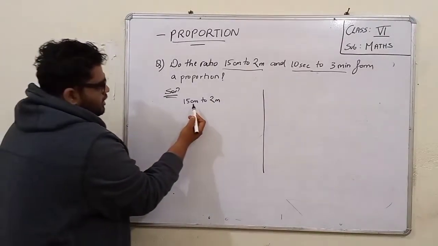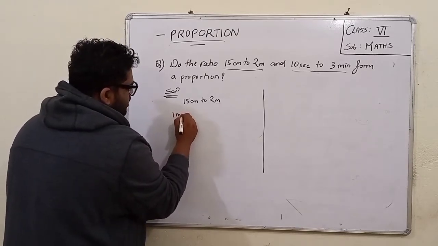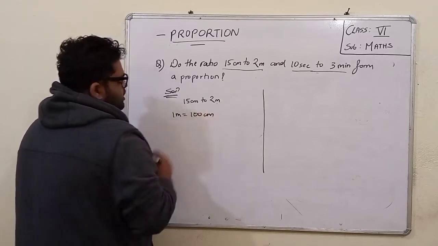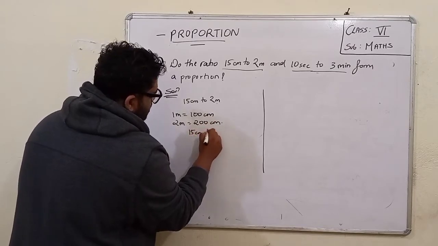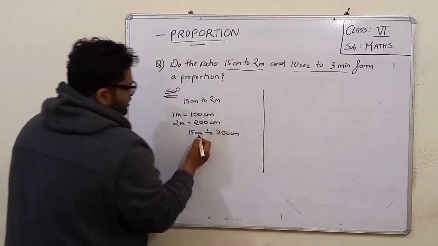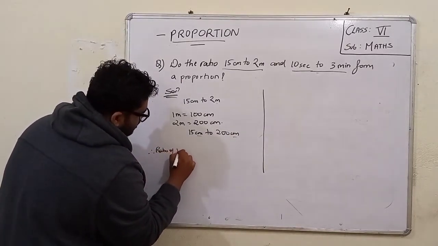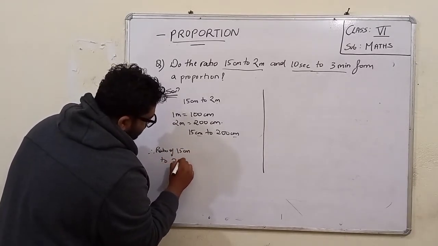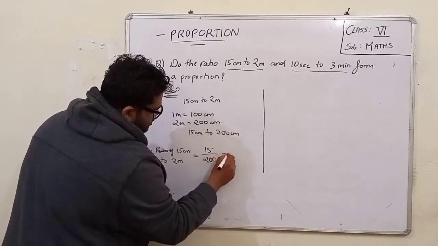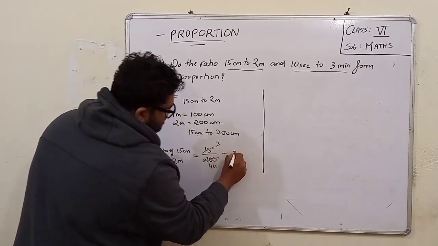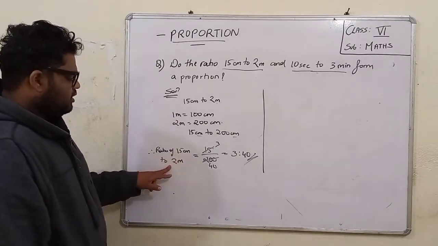Now we have to make sure that the unit is the same. So how can we convert this meter to centimeter? We know that 1 meter equals 100 cm, right? So 2 meter is equal to 200 cm. Now we have to find 15 cm to 200 cm. Now the units are equal. Therefore, the ratio of 15 cm to 2 meter is 15 as it is, and 2 meter changed to 200 cm. Now solving this, 5 times 3 is 15, 5 times 40 is 200, which is 3 is to 40. This is the ratio of 15 cm to 2 meter.